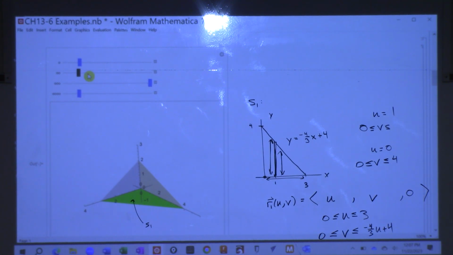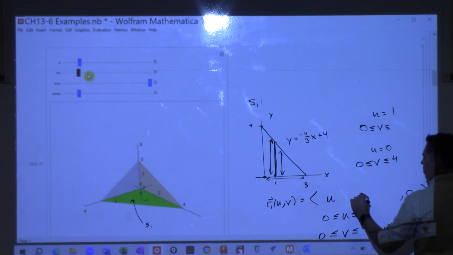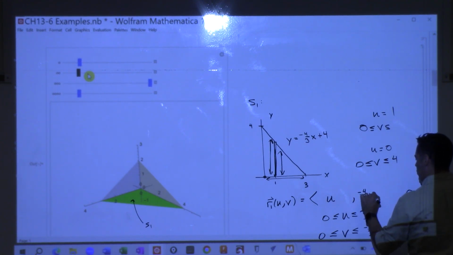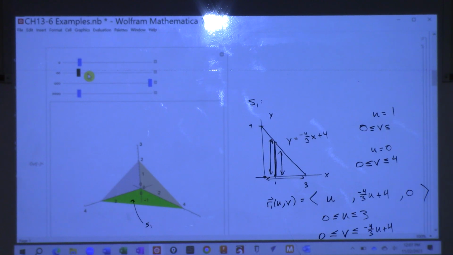Here's what students will do that's incorrect. What they'll do is this. Right here, they'll put negative 4/3 u plus 4, and not even use a v.